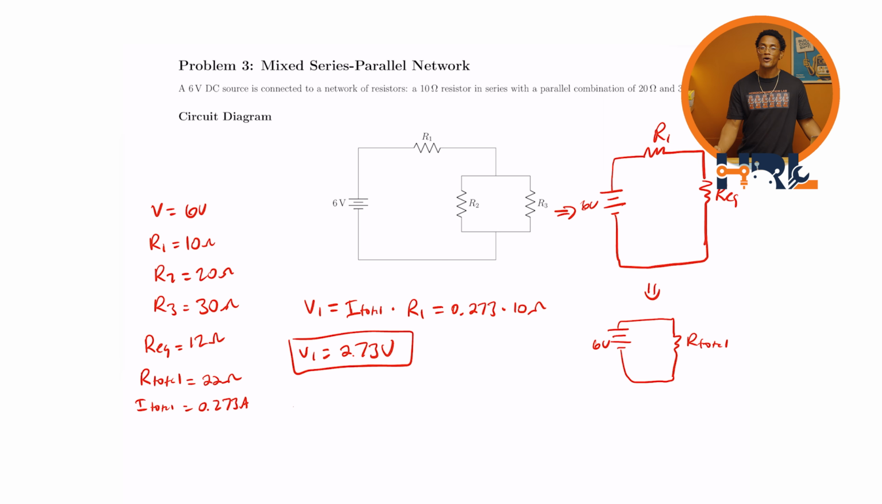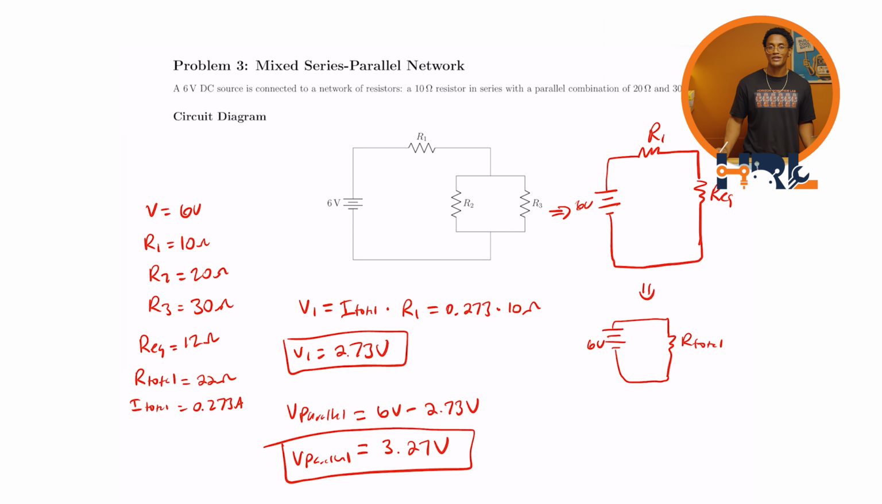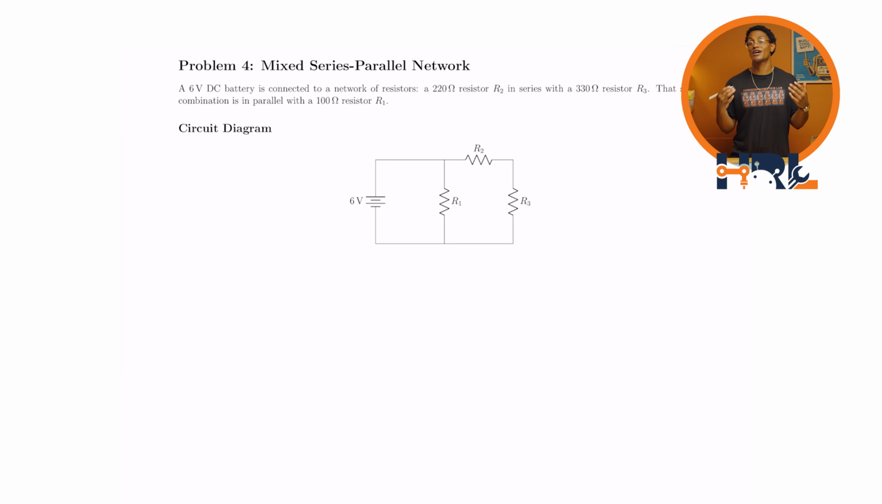Awesome. So through our parallel connection, we would expect that it's just 6 minus the voltage drop through that series resistor. So V parallel is equal to 6 volts minus 2.73 volts, and that is, with the help of our calculator, 3.27 volts. All right, that is what it is. Beautiful. So through our parallel connection, we are eating up 3.27 volts, and through our series connection, we're eating 2.73 volts.